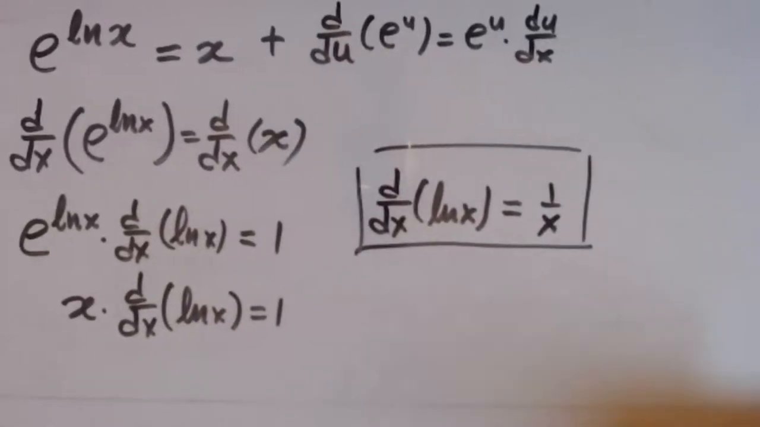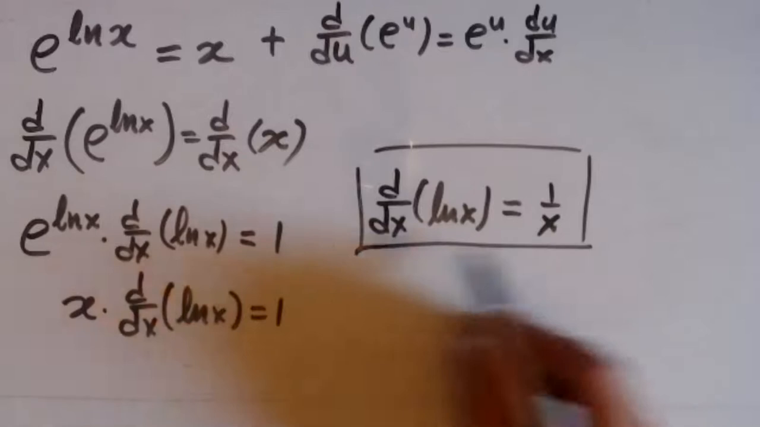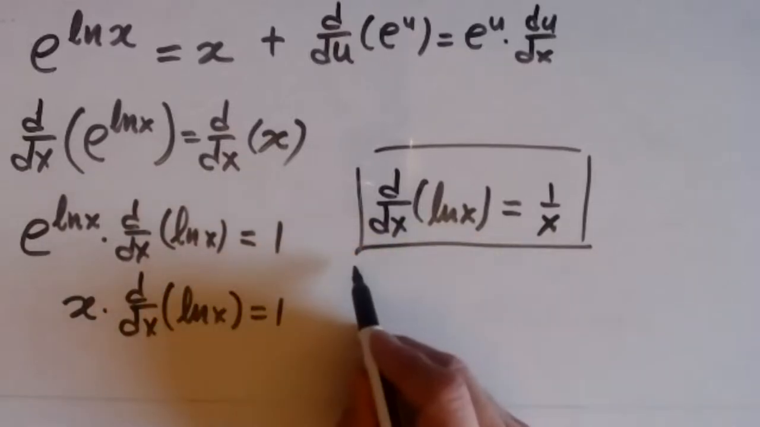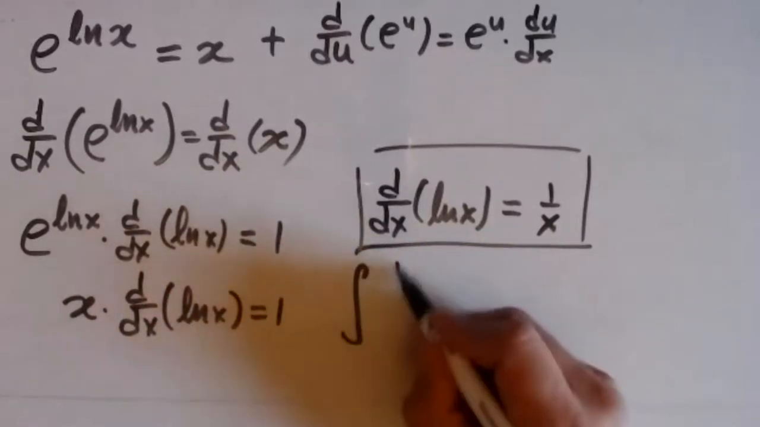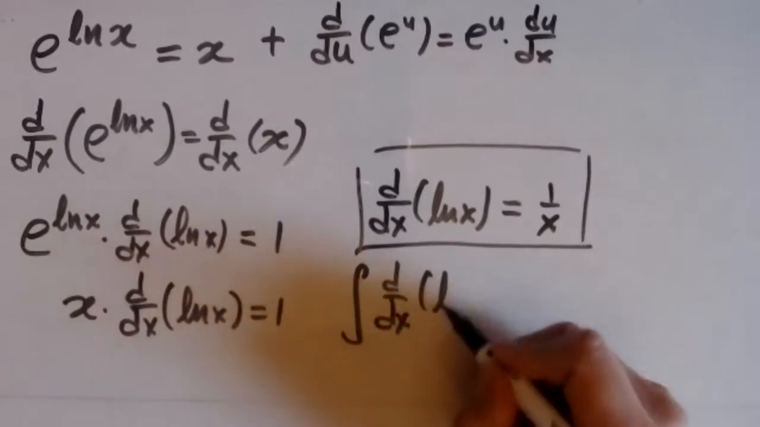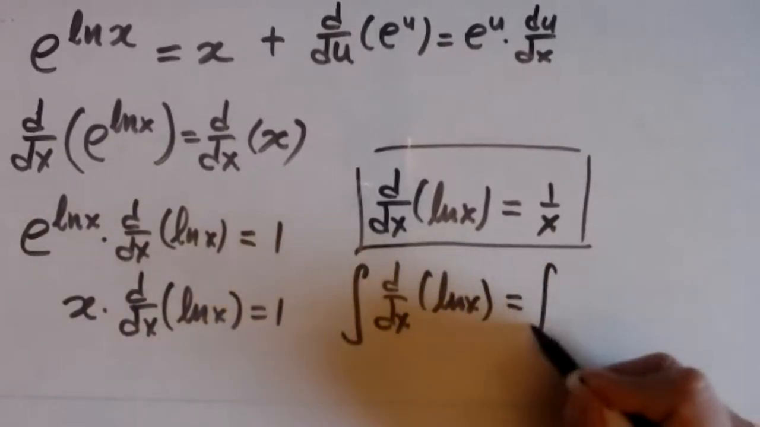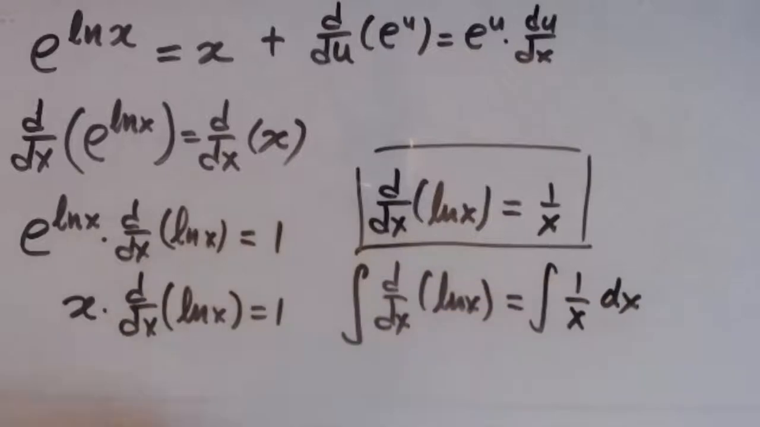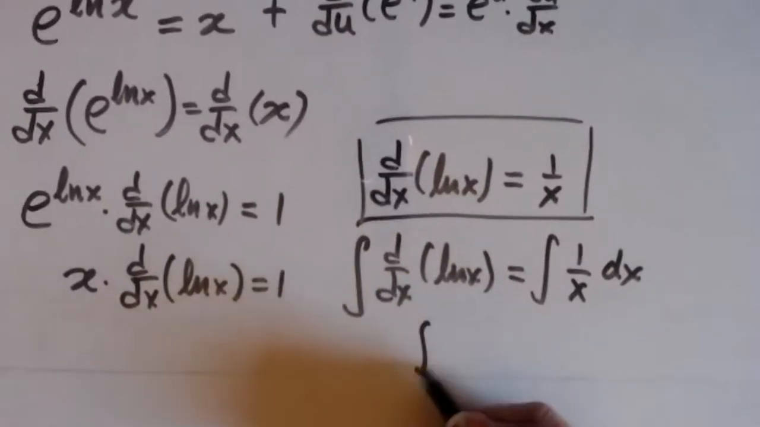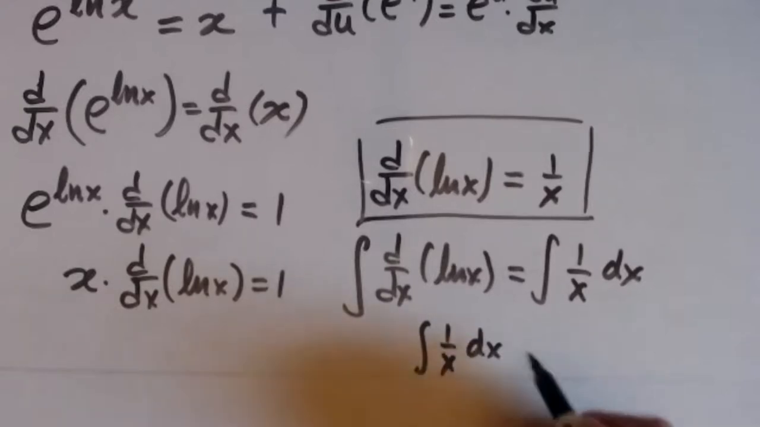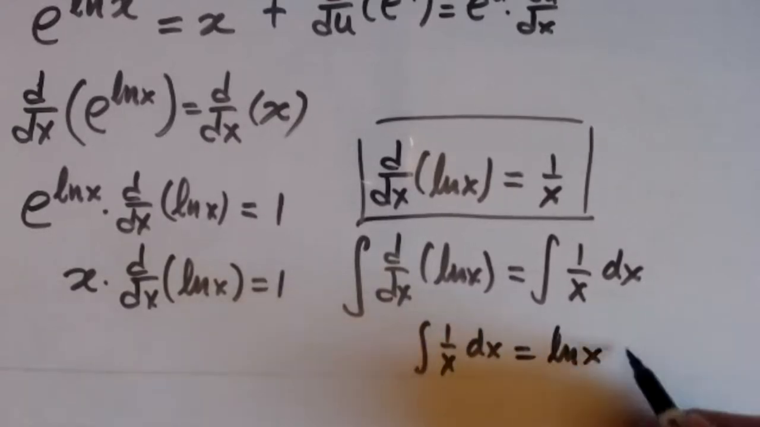And also we're going to find that if we integrate this expression, so if we integrate d dx of ln x, the integral of 1 over x dx, the derivative and the integral are going to cancel, so the integral of 1 over x dx is ln x plus c.